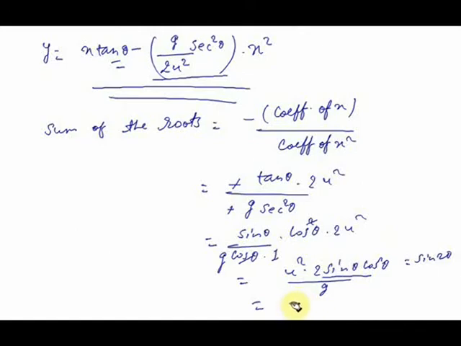We finally get the sum of the roots, which is u square sin 2 theta by g. Now this is the same as the expression for R. So the equation of trajectory, which is a quadratic equation, has a sum of roots that gives the range of the projectile.